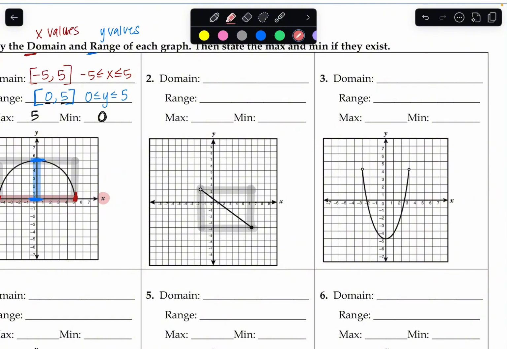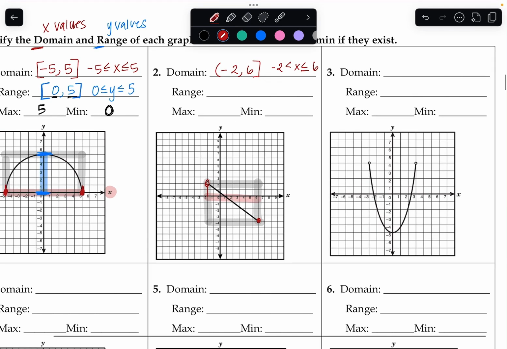So for domain, we're scanning from left to right. And so -2 to +6. -2 has an open circle, so we're going to use a parenthesis. 6 has a closed circle, so we're going to use a bracket. And so in inequality notation, we're going from -2 to 6, and we need a line under the 6.